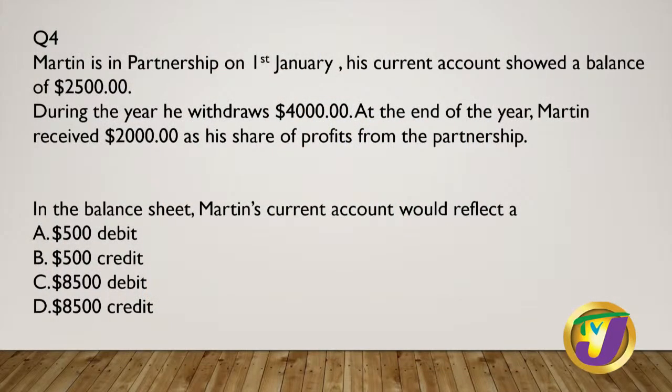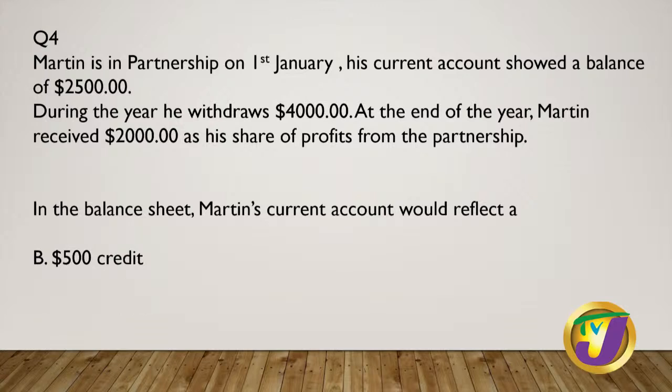And question 4 has to do with what I taught you before in terms of indication of a partner's current account balance, whether it is a debit balance or a credit balance. Take a screenshot of that, and then you can post me your answer, because time is against me. Martin basically had $2,500. He took $4,000 out of the $2,500, and then he received $2,000. Eliminating answers, I am left with $500 credit. That is what his current account balance would tell him.